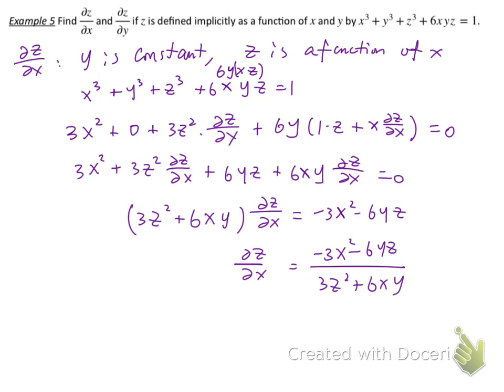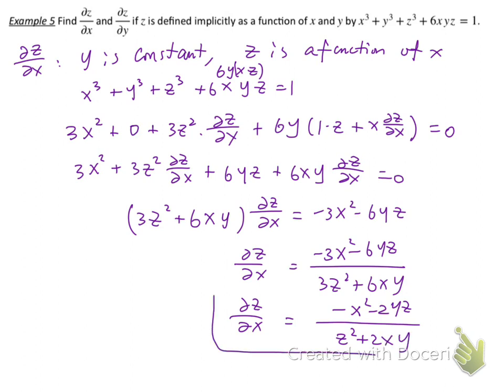In the numerator and denominator, all four terms have a 3 in them, so I'm going to reduce it. Negative x squared minus 2yz over z squared plus 2xy. That's my partial z partial x.